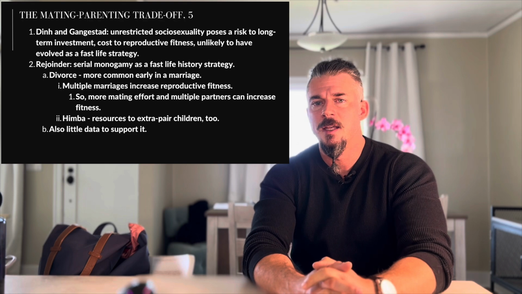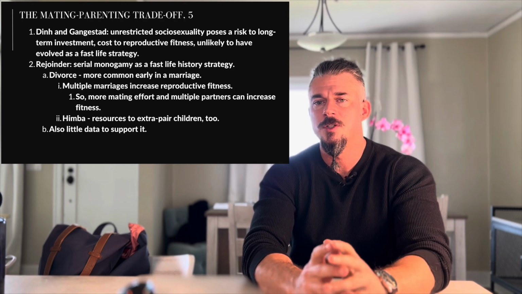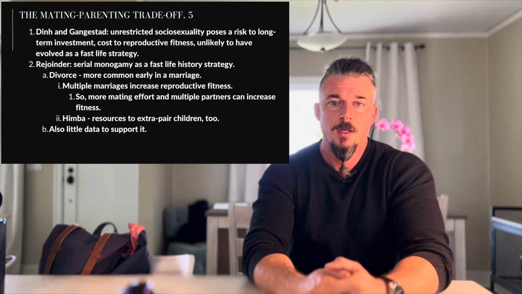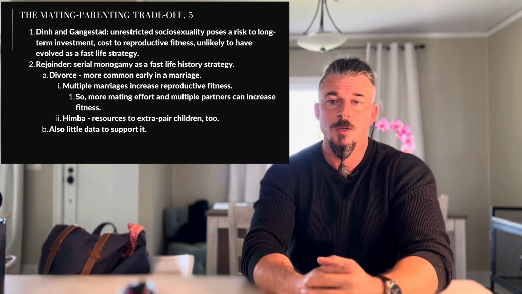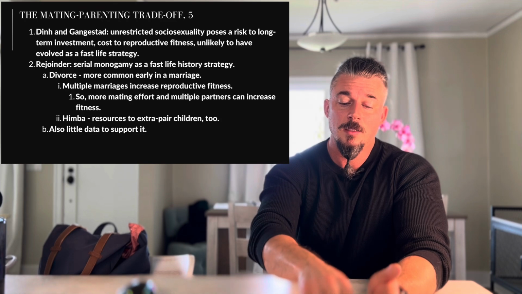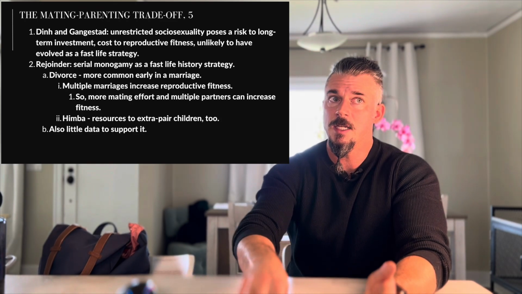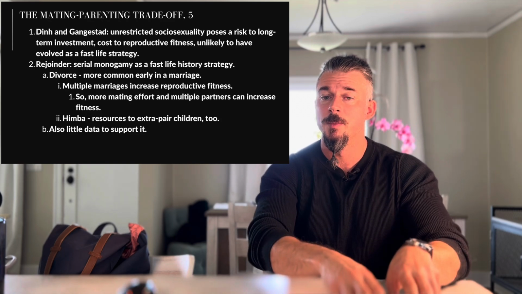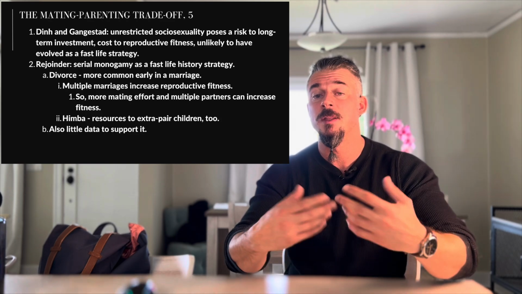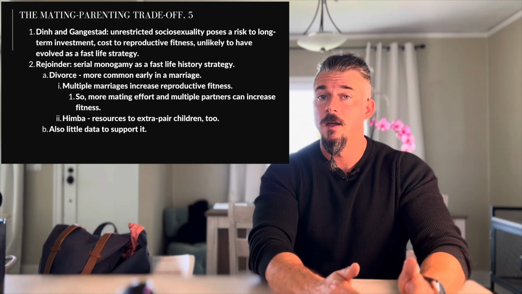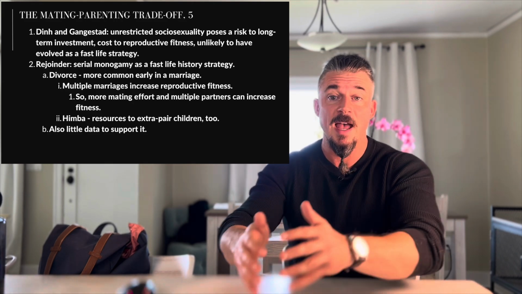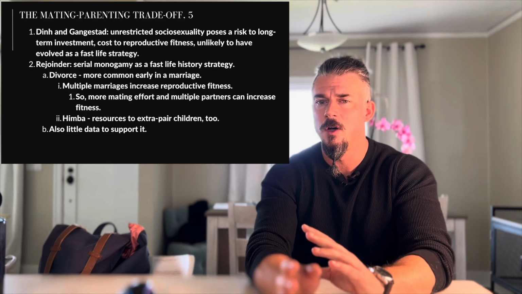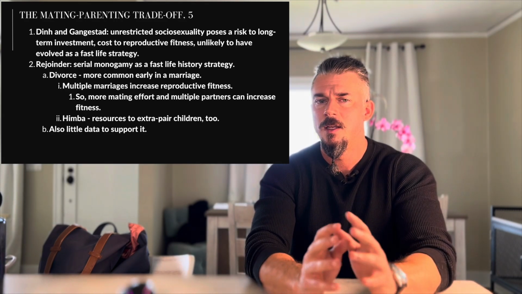So looking at Din and Gangestad again, they say that unrestricted sociosexuality poses a risk to long-term investment, right? True. So there's a cost to reproductive fitness that we should expect, in that the more one is seeking mates outside of the relationship, the more it might cost reproductive fitness by jeopardizing that relationship. And this is, of course, assuming that in pair bonds, long-term relationships have higher reproductive fitness, like they were talking about. So they say it's unlikely to have evolved as a fast life history strategy.